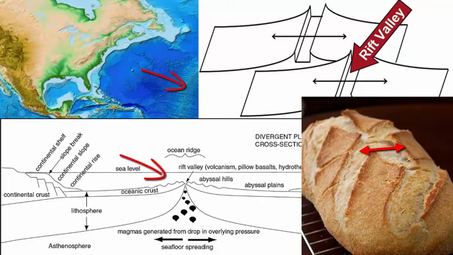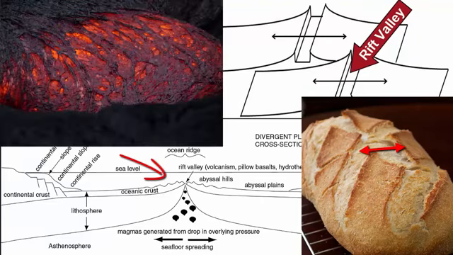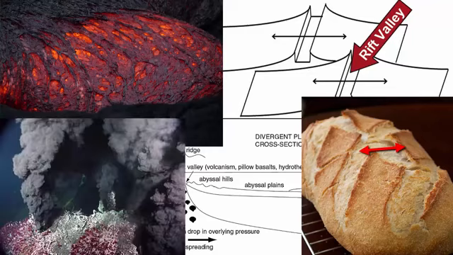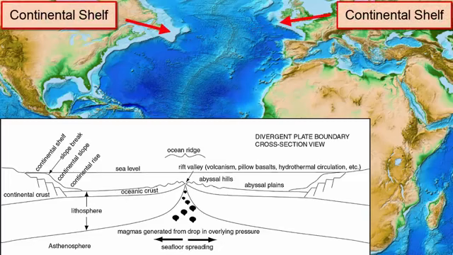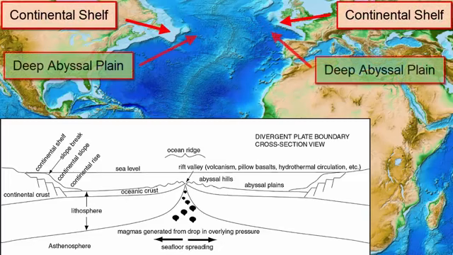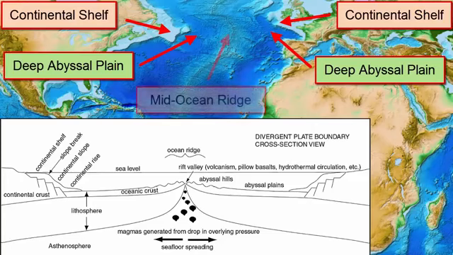Instead of butter drizzling down along this split, we instead get eruptions of basalt, pillow basalts, hydrothermal vents, and shallow earthquakes. Each half of the Atlantic Ocean is a mirror image of the other due to the nature of seafloor spreading and lack of subduction zones. Thus, when traveling from New York to London, we'll experience wide continental shelves on both margins, deep abyssal plains, and a mid-ocean ridge in the center.